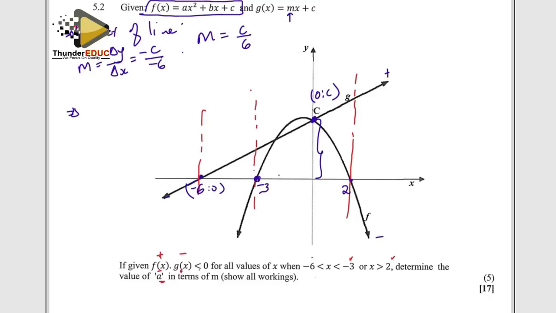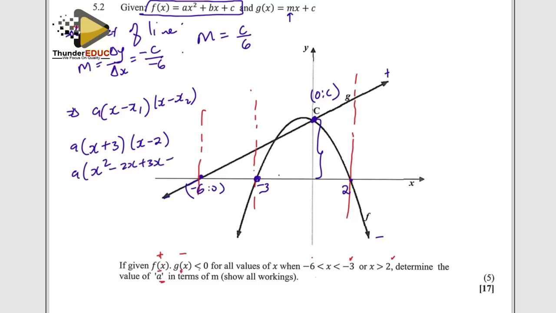So since I have the intercepts, I can just say A into x minus x1, x minus x2. So which means it's A into x plus 3 into x minus 2. Let me try to open this up. A into x squared minus 2x plus 3x minus 6. Why don't I just open it at once just to save time? Okay, that's going to be ax squared plus ax minus 6a.